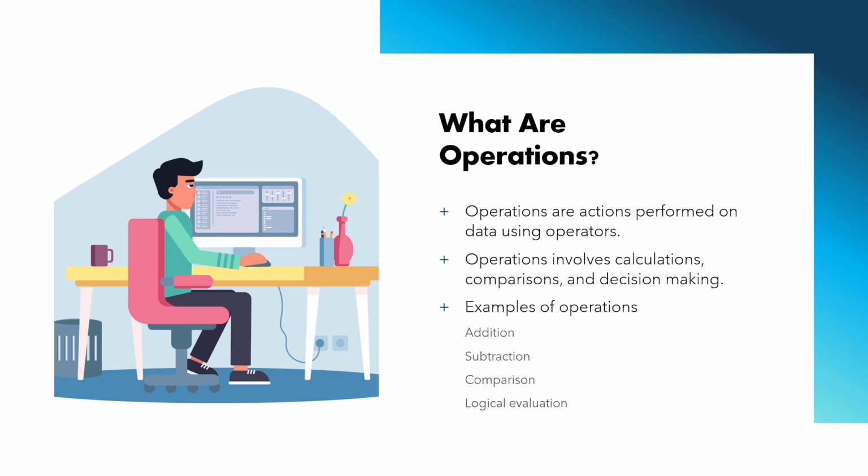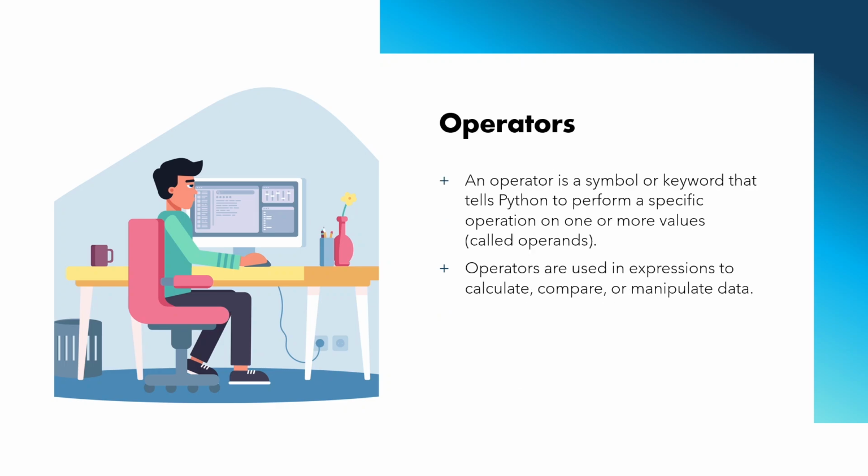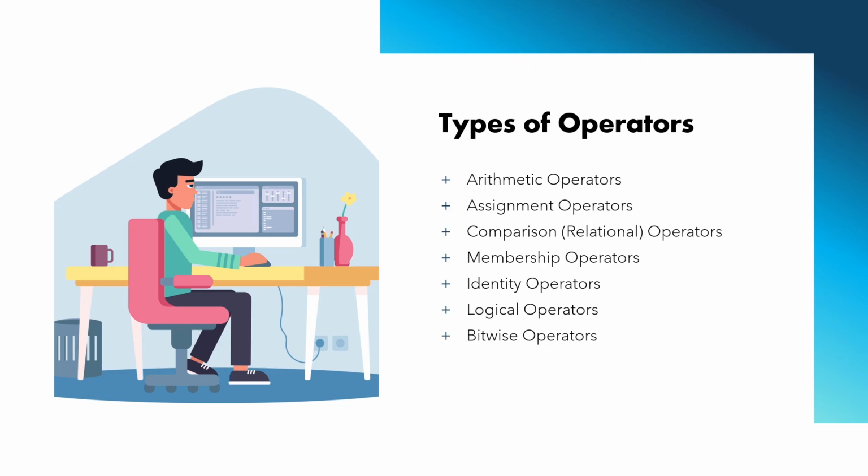Now let's look at operators. Operators are symbols or keywords that we use to perform operations. When Python sees an operator, maybe in between two values, which we call operands, it knows exactly what to do with the values. Now let's look at the different types of operators.